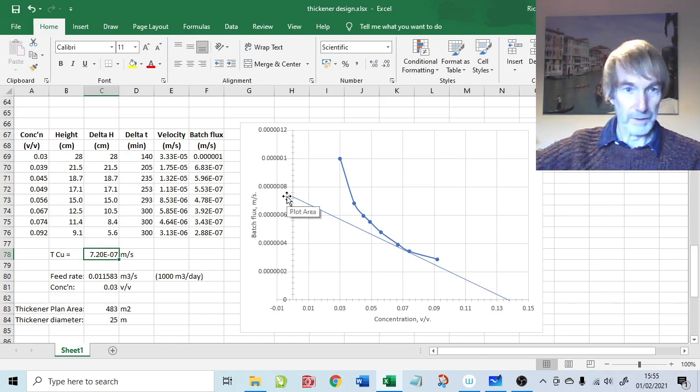Okay, so we get this value of TCU just there, which is 7.2 times 10 to the minus 7 meters per second. Very, very slow really. What about the feed rate? The feed rate to this device is 1,000 meters cubed per day, but that actually corresponds to that value in terms of meters cubed per second.